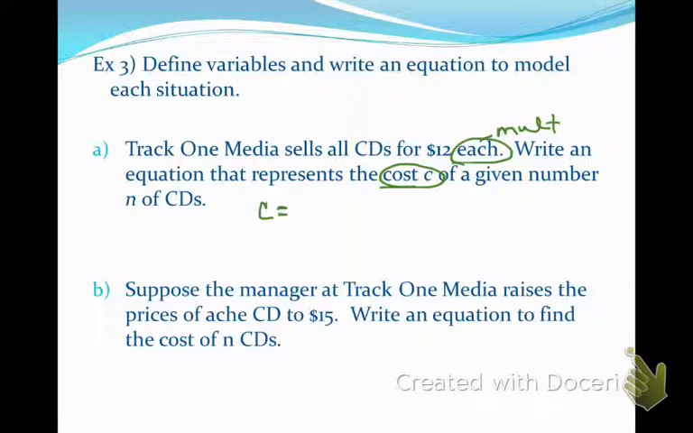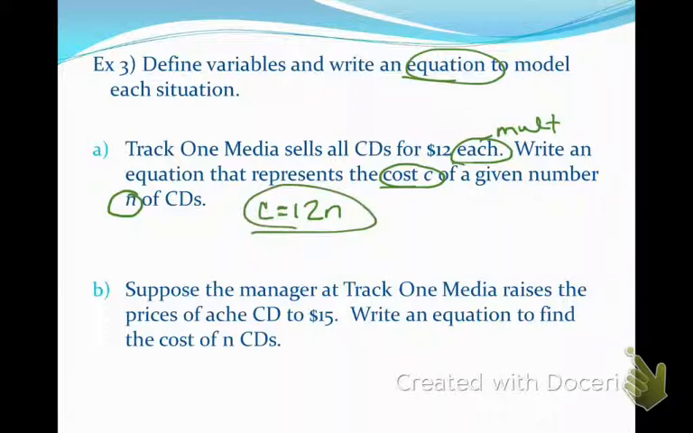Notice we're using the word equation. So that means it equals something. Of a given number of CDs. Our number of CDs is N. So they cost me $12 each, the CDs. So it will be 12 N. And there's your answer, because it's $12 each.